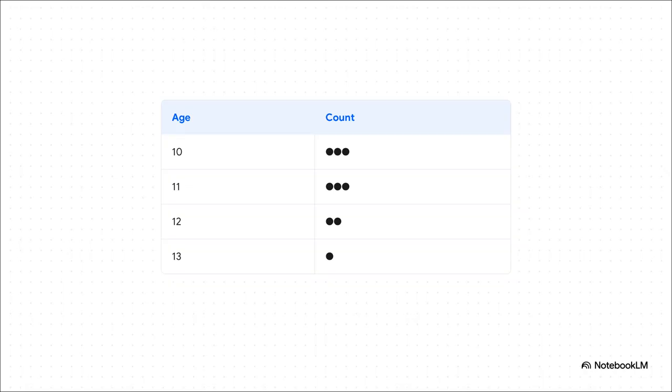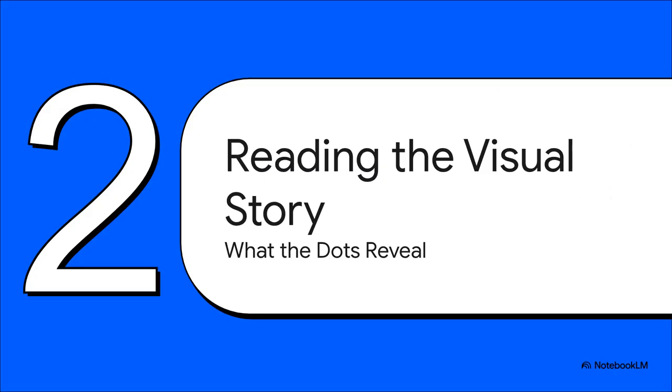And just like that, boom, the numbers we started with now actually have a shape. You can see right away that the ages 10 and 11 are the most common. Each of them has 3 students. We took a messy list and created a visual story out of it. So making the plot is one thing. That's cool. But the real power comes from knowing how to read it. Now we're going to dig into what this new visual story is actually telling us.